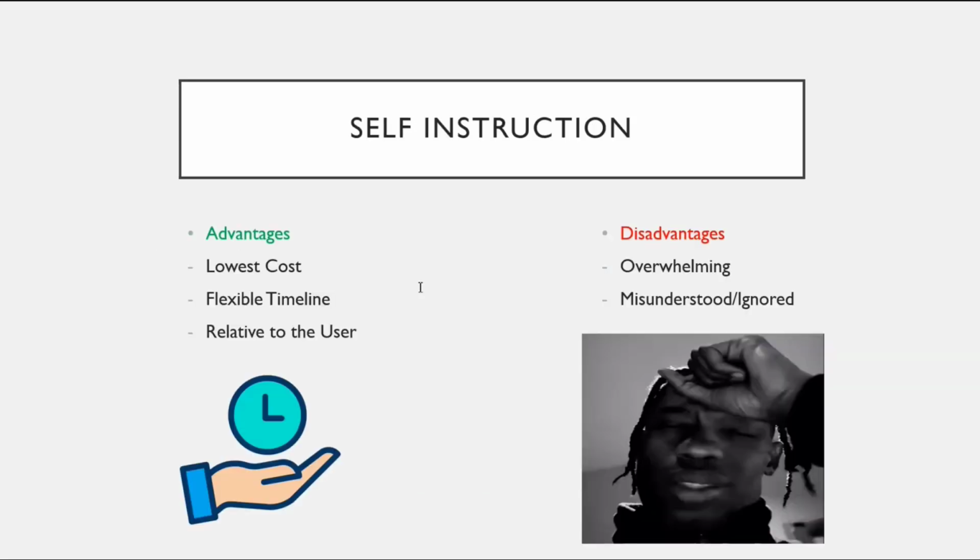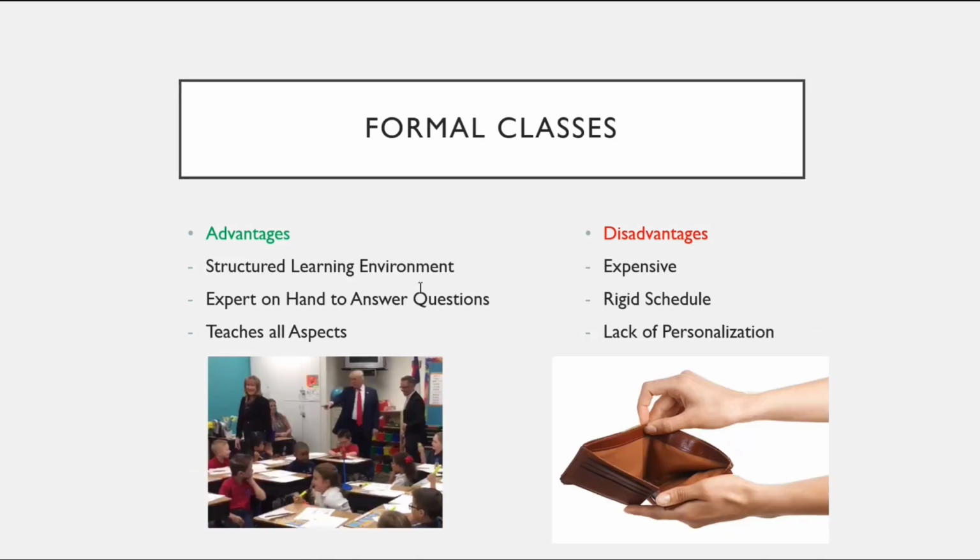And then the advantages of self-instruction include that it is cheap, as only materials are needed, whereas teachers or buildings are not required. There is also a flexible timeline, as you do not need to meet a specific deadline or organize a meeting with anyone. Also, it is relevant to the user, as the training is tailored to exactly what the user wants to learn. And the disadvantages include that with no guidance, the user may feel lost or overwhelmed. Also, unstructured learning means certain features might be misunderstood or ignored.